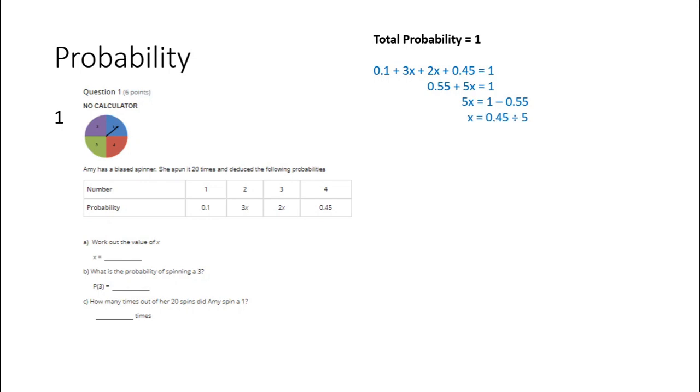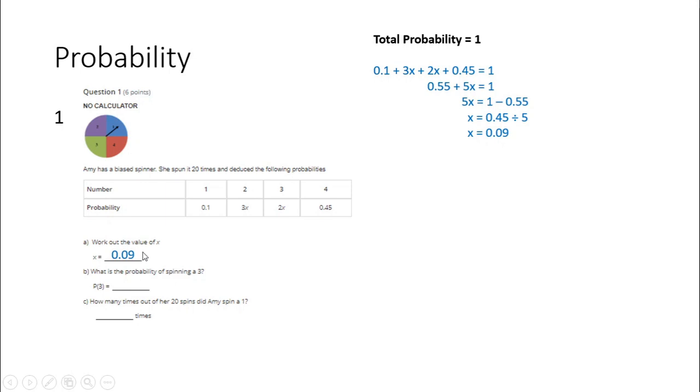And for x on its own, I need to move the 5 across. 1 minus 0.55 is 0.45, and that divided by 5 is 0.09. I saw a lot of people put their answers for x as 0.11, and I'm sure that must be people making mental mistakes, thinking 0.55 divided by 5 is 0.11, but they didn't rearrange this correctly. So x is 0.09. What's the probability of spinning a 3?